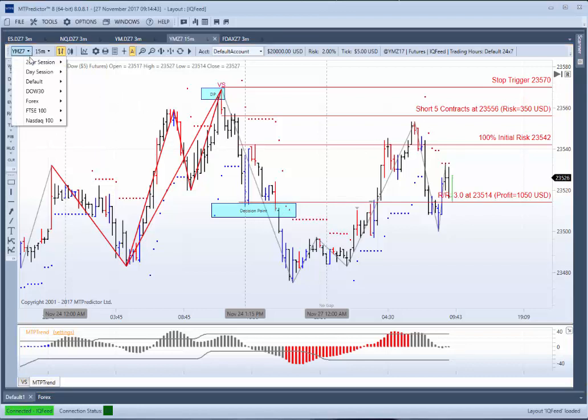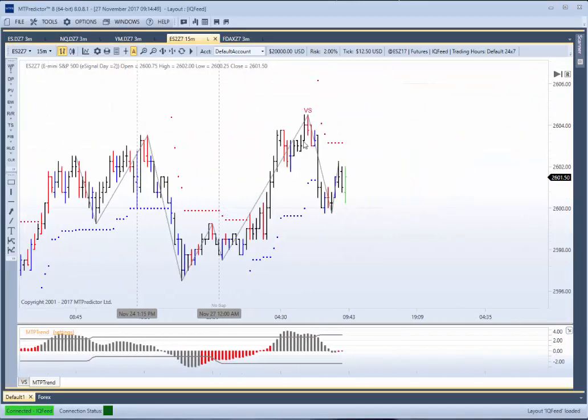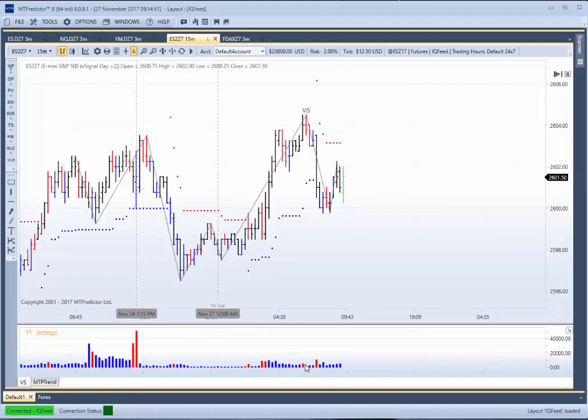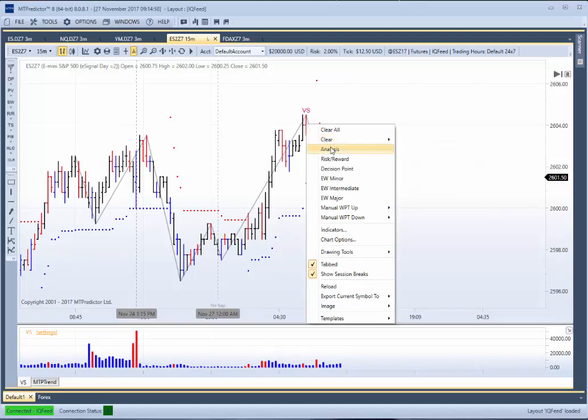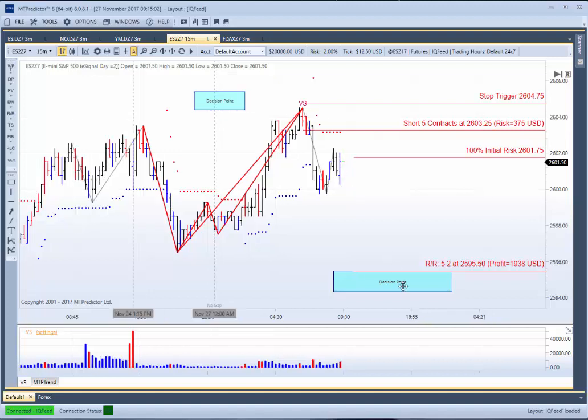Let's have a look at one that's actually unfolding live at the moment. If I go to the ES, here we are. Here's another setup, exactly the same kind of thing, with a high volume VS spike as the market moved beyond that psychological high there. If I right mouse click, place the analysis on, you can see that this is the market live at the moment, and this would be our potential profit target down here.